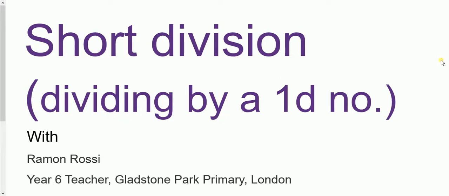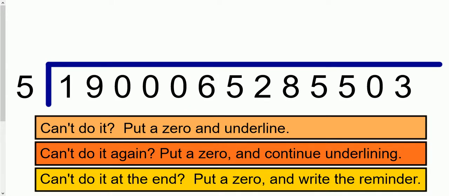Today we're doing short division. We're actually dividing by a single digit. Now this might look like a crazy short division to do. It's using this ridiculously long number, and you might be thinking, Mr. Rossi's gone crazy. But if you can do this one, you can basically do any short division.